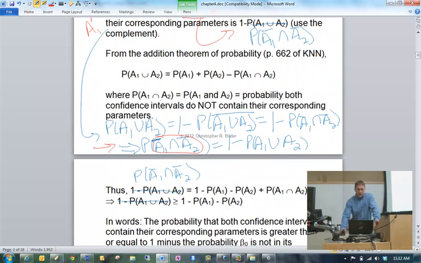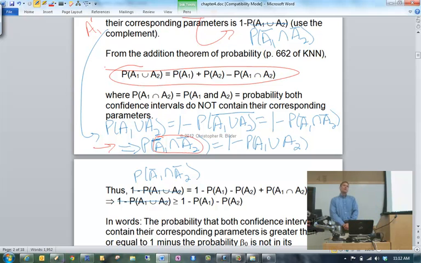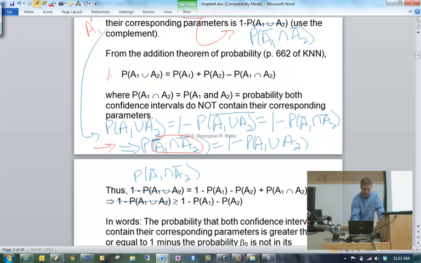Also, what we can do is use the old addition theorem of probability. Maybe it was called something slightly different in your first stat course, but that formula should look familiar. The probability of A1 union A2 is equal to the probability of A1 plus the probability of A2 minus the probability of A1 intersect A2. So what I could do then is rewrite this as 1 minus, and put a 1 minus here as well. And what's this 1 minus part here? That right there.